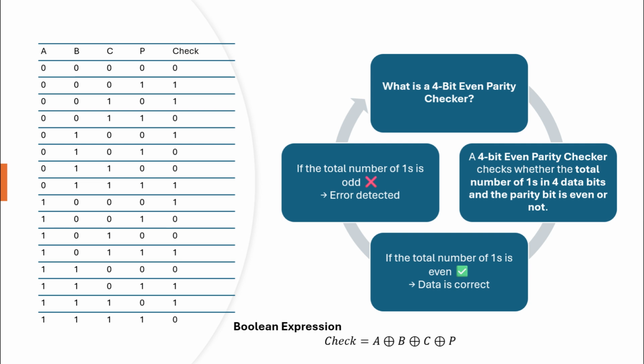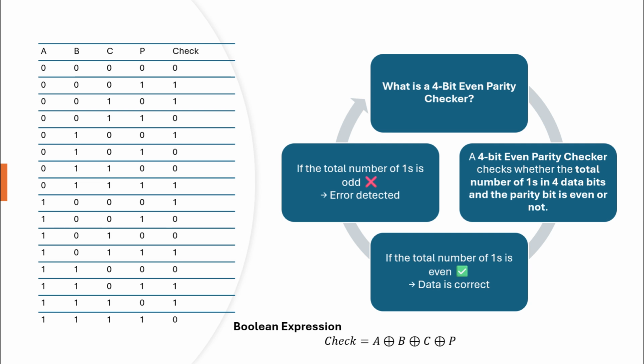That is 4 bits. What does this checker do? It checks one thing and one thing only. Is the total number of ones in A, B, C, and P an even number? If yes, the data is considered correct. If no, an error is detected. Now look at the truth table on the left side of the slide. Let me walk you through each row so you fully understand.